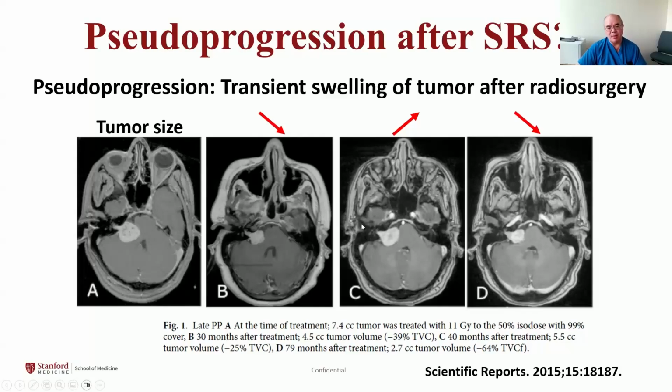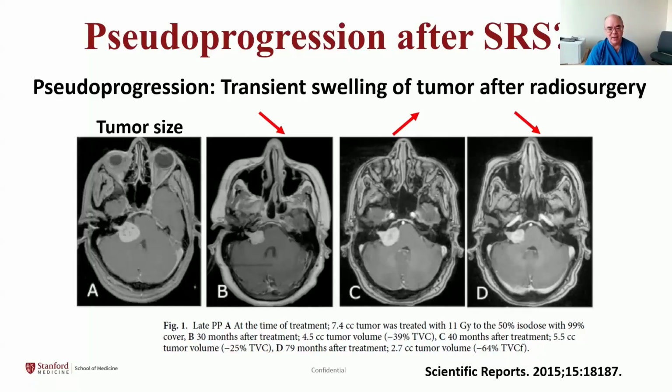So this is an example of pseudoprogression. A is on the left side. That's the size of the tumor on the day of treatment. Then at B, you can see that's the size 2.5 years after treatment. So you can see there's some nice shrinkage. Everybody is happy that you were getting a good result after the radiosurgery.